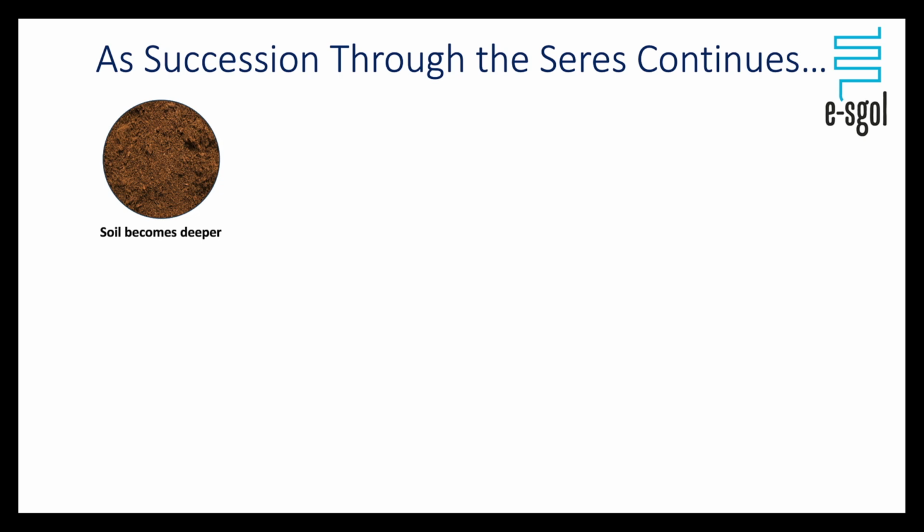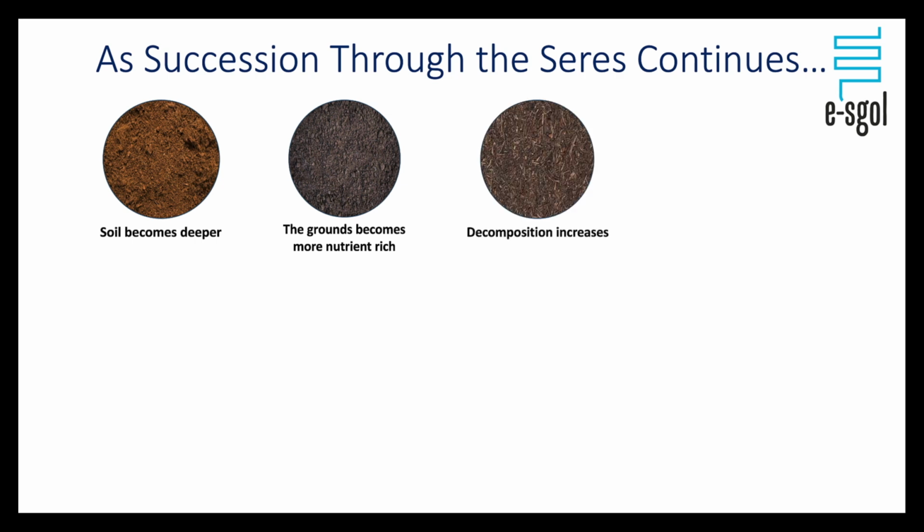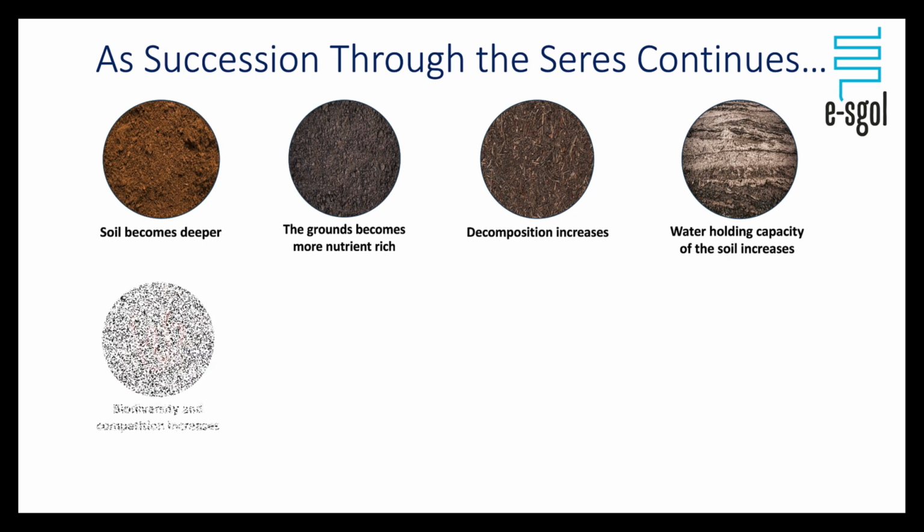Let's have a look at what happens as succession through the seres continues. The soil becomes deeper. The ground becomes more nutrient rich. Decomposition increases. The water holding capacity of the soil increases. Biodiversity and competition both increase.